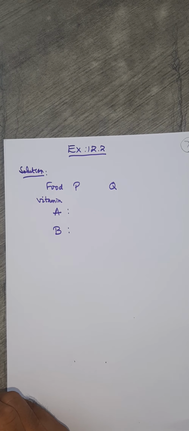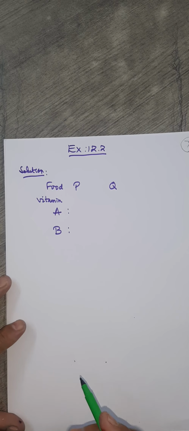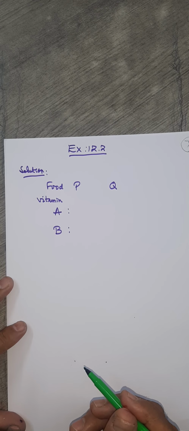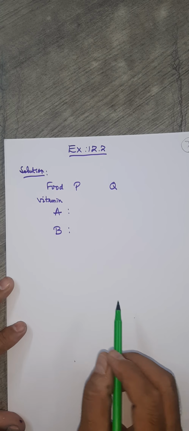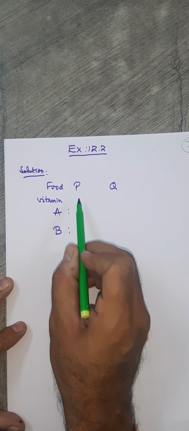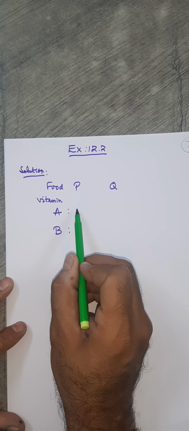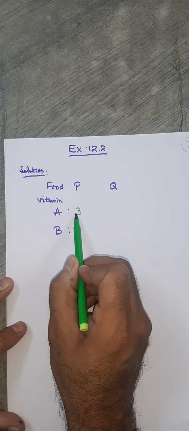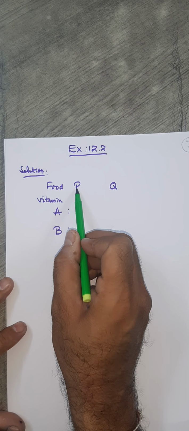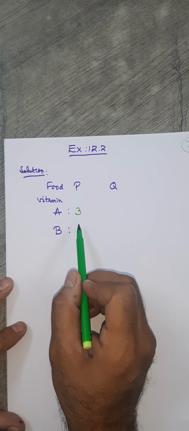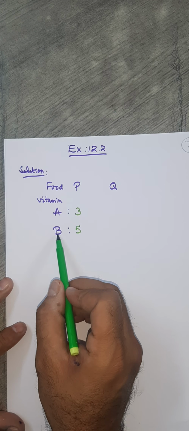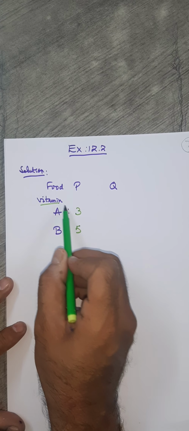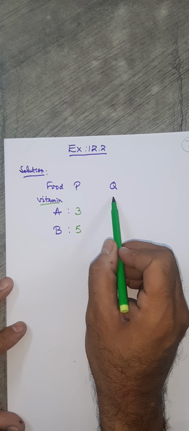Fine. Now if you read the question further, food P costs 60 rupees per kilogram, Q 80 rupees per kilogram. Food P contains 3 units per kilogram of vitamin A and 5 units of vitamin B. So this information is about vitamins. Read further.